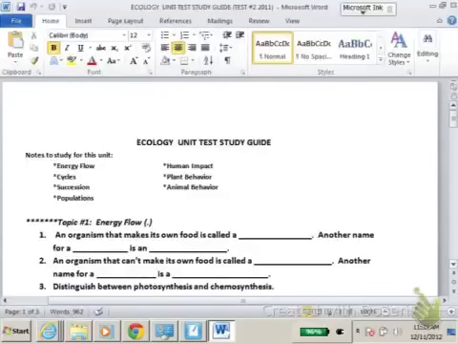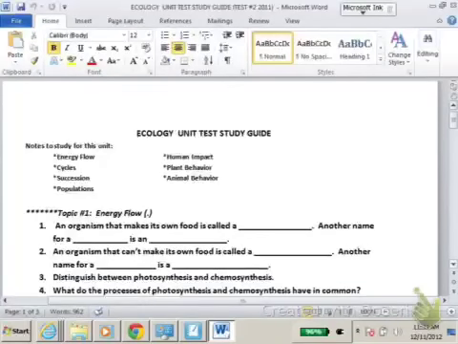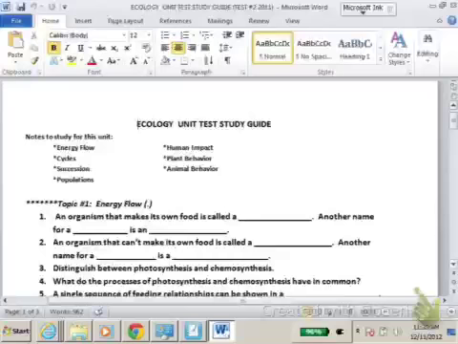Okay, number 3, it says to distinguish between photosynthesis and chemosynthesis. Remember, photosynthesis is where organisms use the sun to make their own food. Things like plants, some bacteria, and some protists go through photosynthesis. And chemosynthesis is where they use chemicals like sulfur to make their own food. These are very rare organisms, like the archaebacteria that live down there in the hydrothermal vents. They go through chemosynthesis.